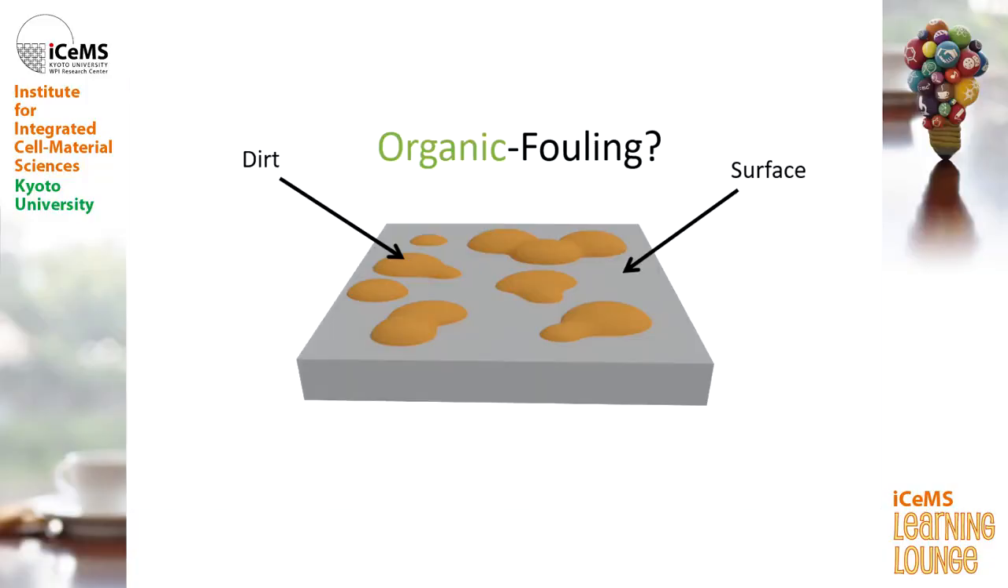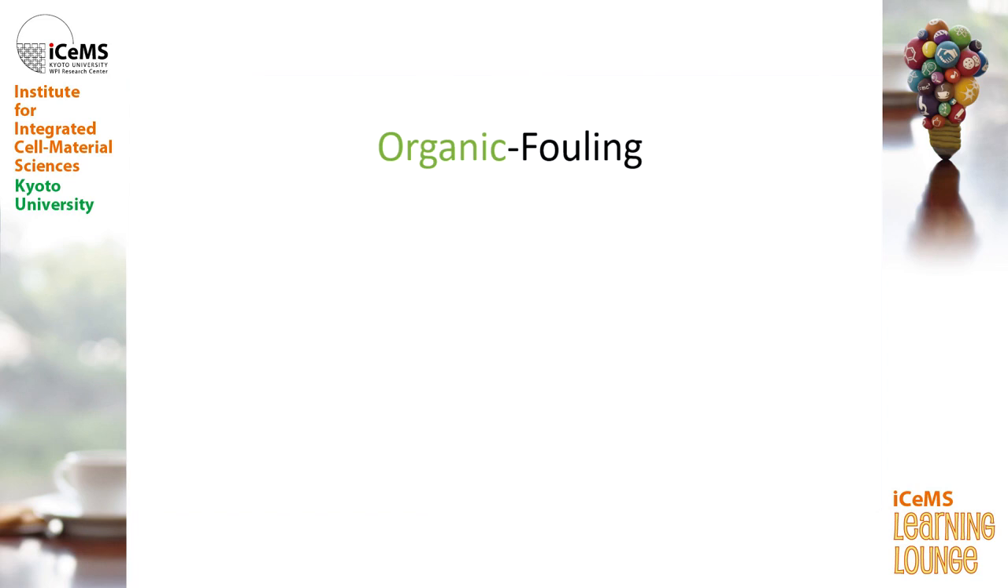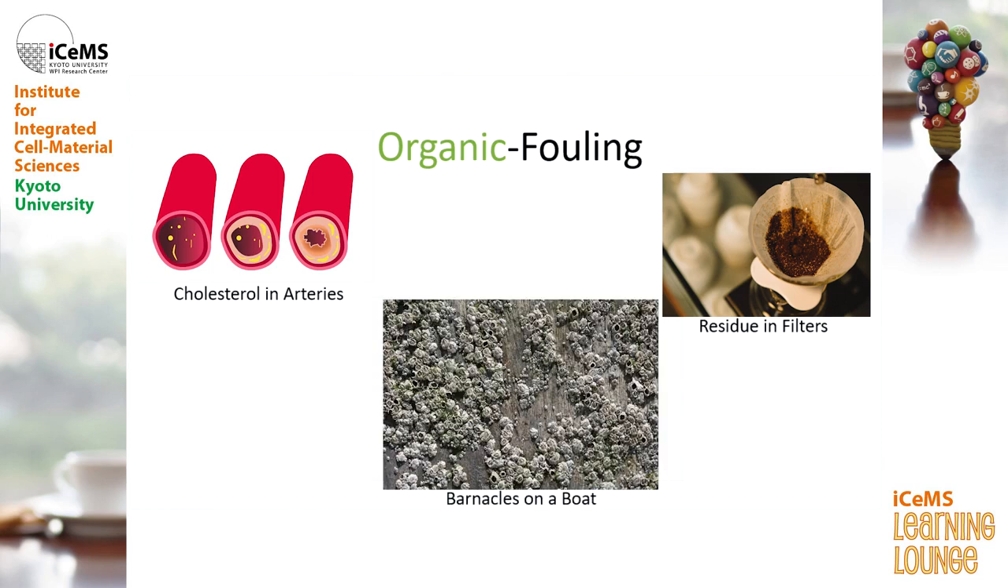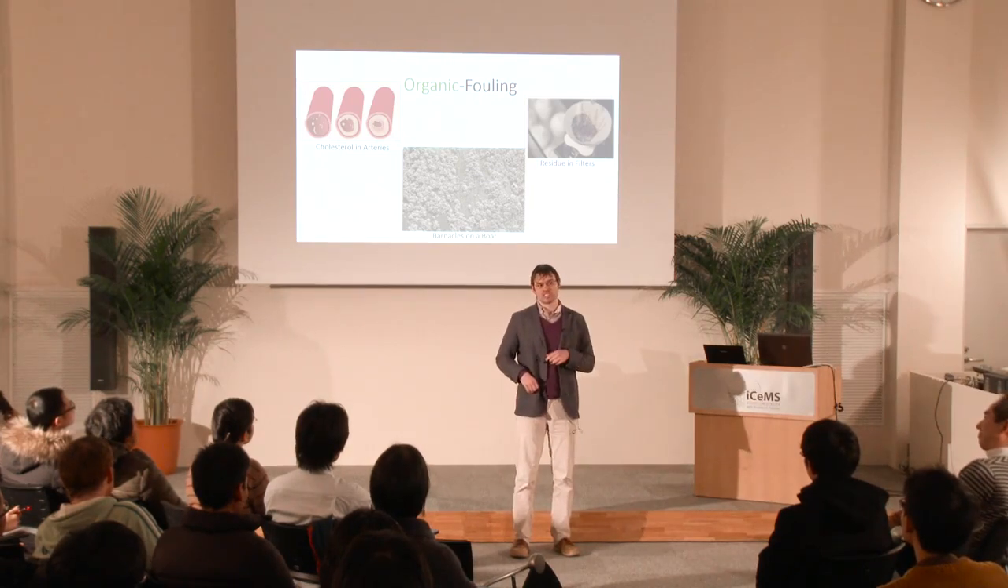And in my research, the type of dirt typically is proteins or polymers or other kinds of organic materials. So I consider organic fouling. And this typically happens in some kind of water environment. We can see examples of fouling everywhere: from the cholesterol buildup in our arteries, to the buildup of foulants in filters, industrial or in our house, or even on a large scale, the buildup of barnacles on a boat, which is an example of life that is fouling, biofouling. Something in common with all these types of fouling is that they prevent the surface from performing the way it should. They all have negative effects on the surface.